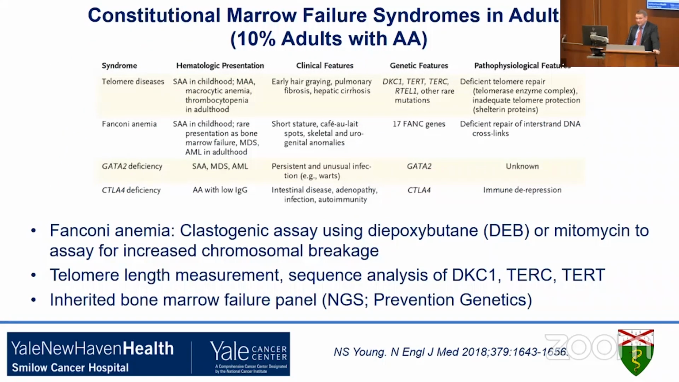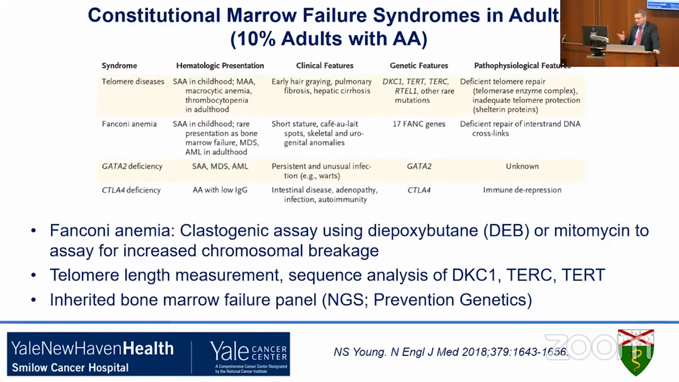A couple of slides on constitutional marrow failure, or constitutional aplastic anemia. If we take all of the aplastic anemia patients, about 10% of them will have this subtype. There are different genetic abnormalities which lead to not only marrow failure but, in some patients, other abnormalities. The most common ones are Fanconi anemia and telomere biology disease. There are special tests which we use specifically in younger patients, who are more commonly affected by this disorder, to diagnose it.